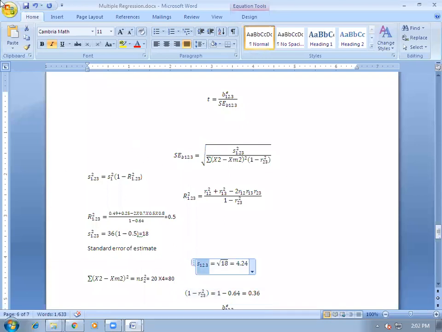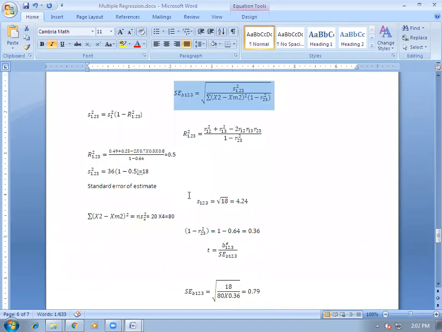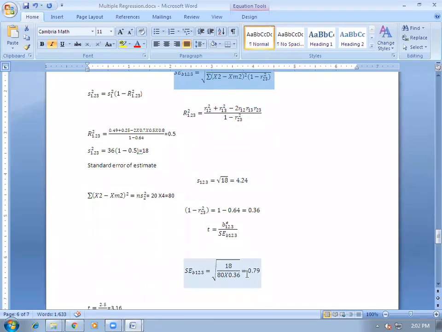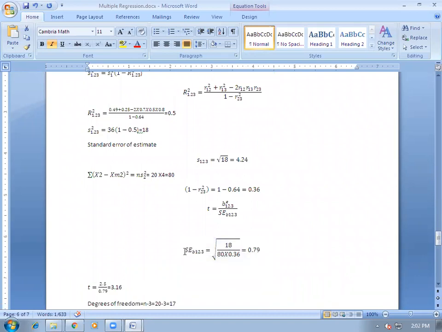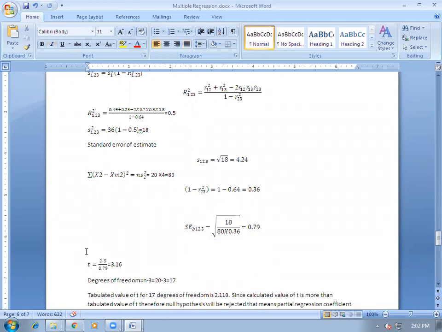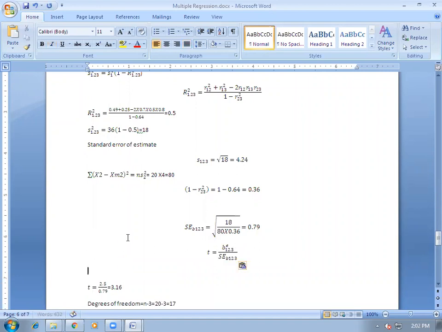Now substituting the values of sigma x2 minus mean x2 square, R23 square, and standard error of estimate in this formula, we can calculate the standard error of the regression coefficient. It comes out to be 0.79. And substituting the value of this standard error, that is 0.79, in this formula of t, we can calculate the value of t. This will be 3.16.